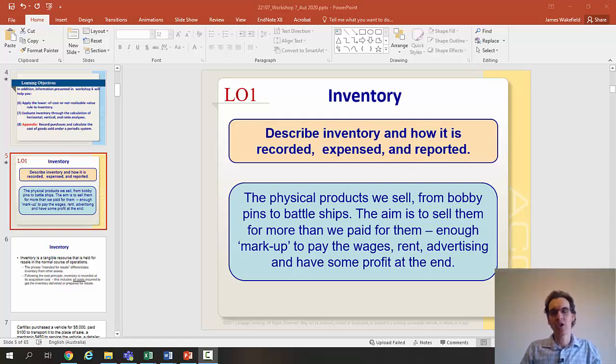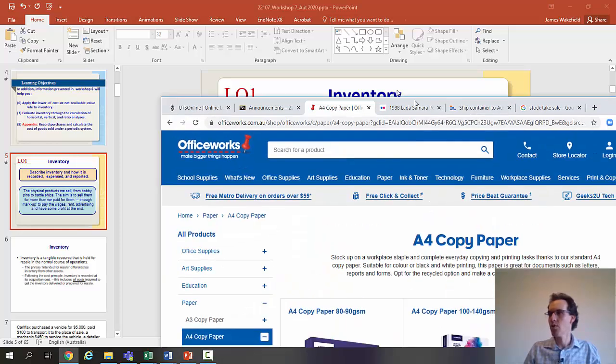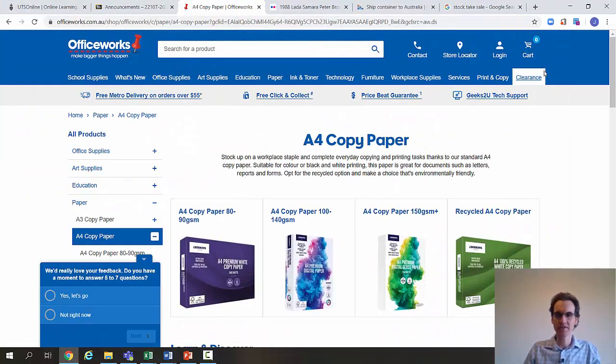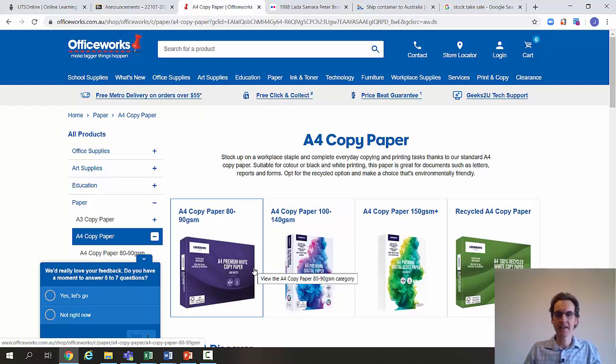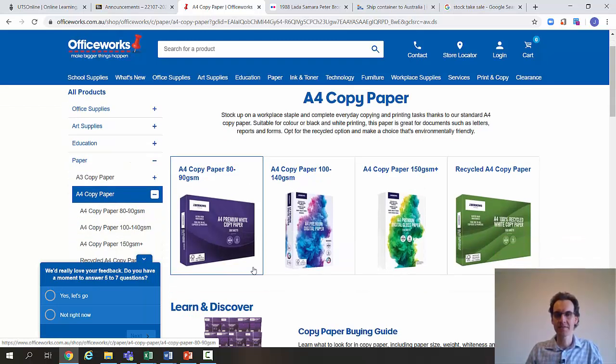Let's now have a look at learning objective number one, which relates to describing inventory, how it is recorded, expensed, and reported. So basically, inventory is what businesses sell as part of their normal operations. For example, if we look at the Officeworks website, you can see that they're selling paper for printing, photocopying, etc. This is an inventory item for Officeworks. This is something they sell to customers as part of their normal business activities.